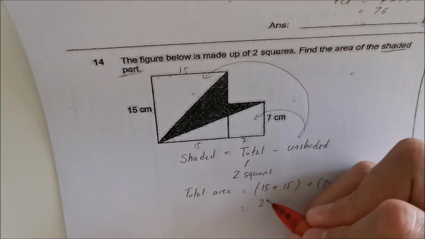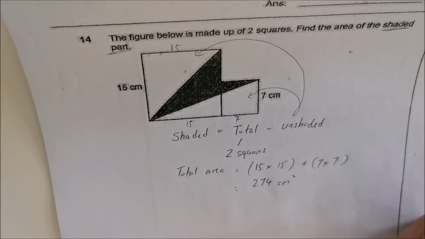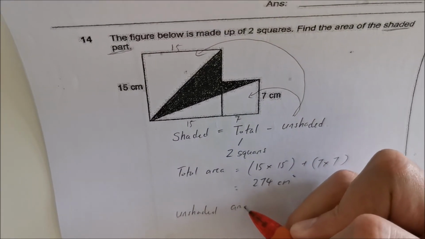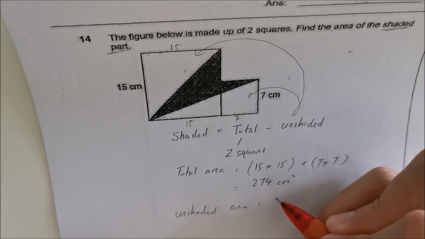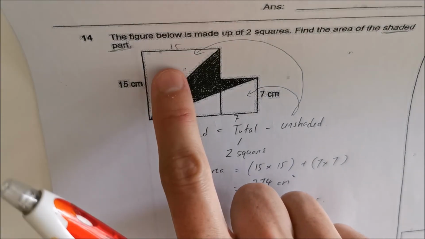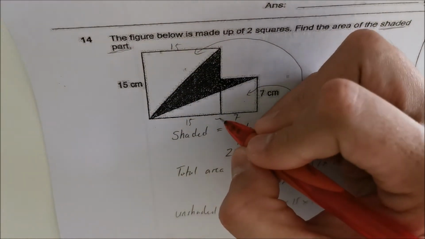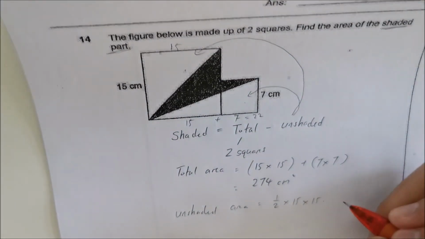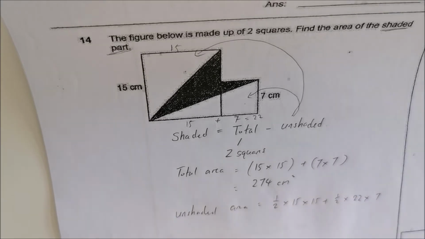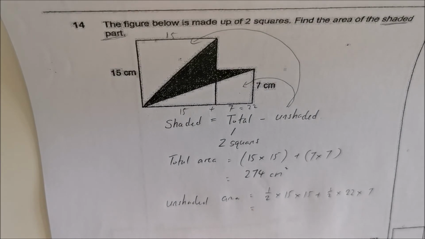I have 274, right? And we can find the unshaded area. Unshaded area, isn't it just half times 15 times 15? That will be this. Okay, and also half times the base. What is the base here? 15 plus 7 equals 22. Then same thing, I have half times 22 times 7. Okay, so use your calculator, you can find out quite easily.